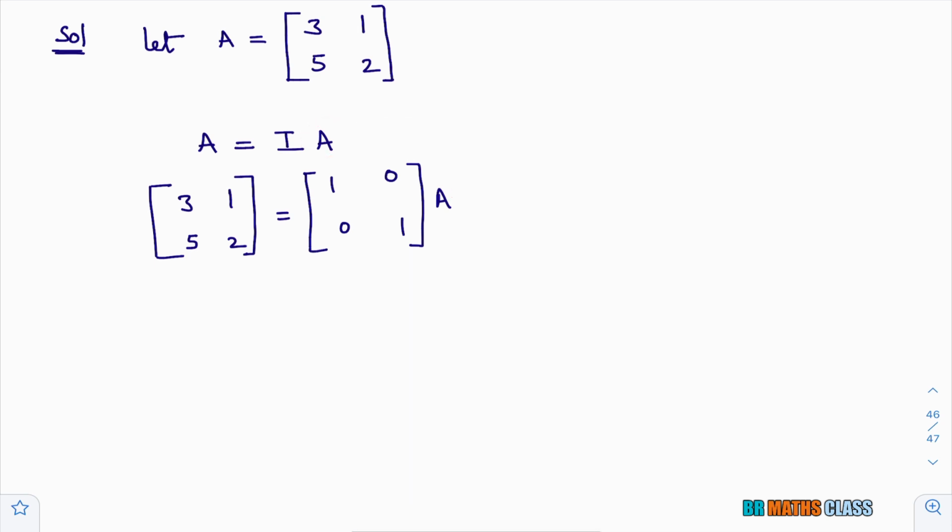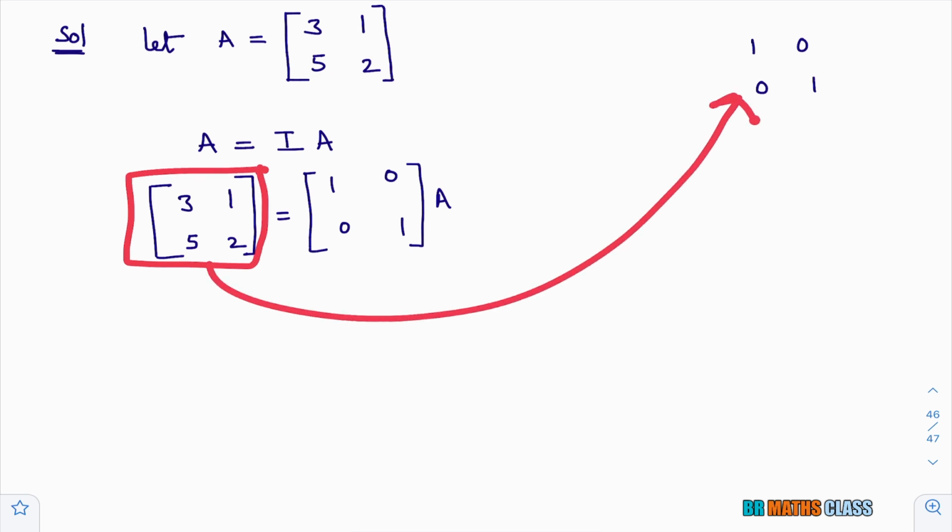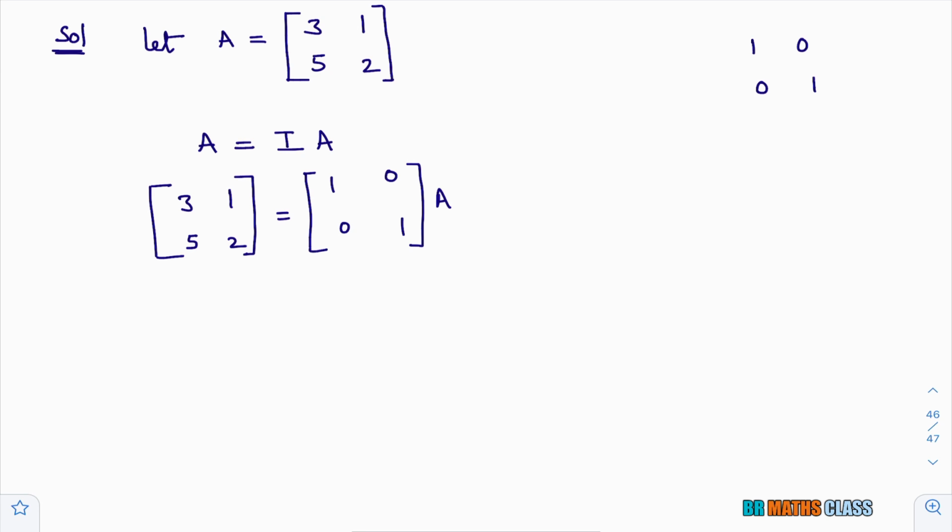Okay. Now to find the inverse of this matrix, what we'll do? We will convert this matrix into unit matrix, identity matrix. What is identity matrix? Identity matrix is 1, 0, 0, 1. I want to convert this matrix into unit matrix by using elementary transformations, elementary row operations. So for that, we'll follow the U rule. What is that U rule?